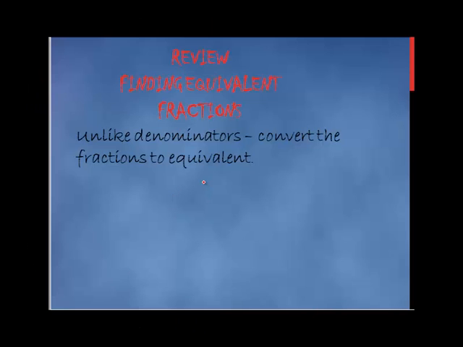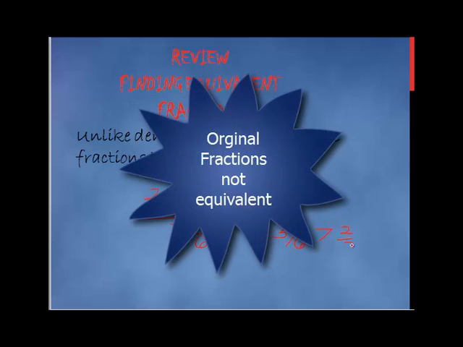All right, remember, reviewing finding equivalent fractions with unlike denominators, you must convert the fractions to an equivalent. And then when you go to compare them, use the original fractions they asked you to compare. Originally, they asked you to compare 2/3 and 5/6. And we found that 4/6 was an equivalent of 2/3. But when we go to compare them to see which one is the greater, we always use the original fraction. 5/6 is greater than 2/3.